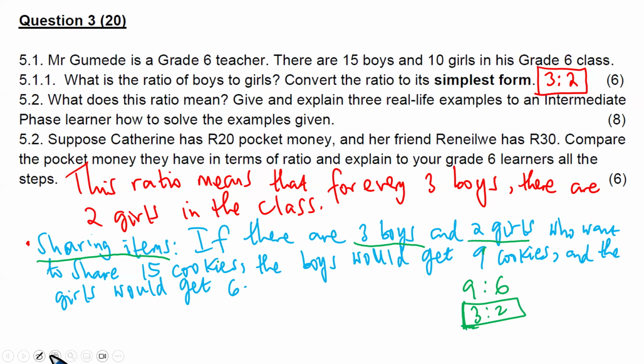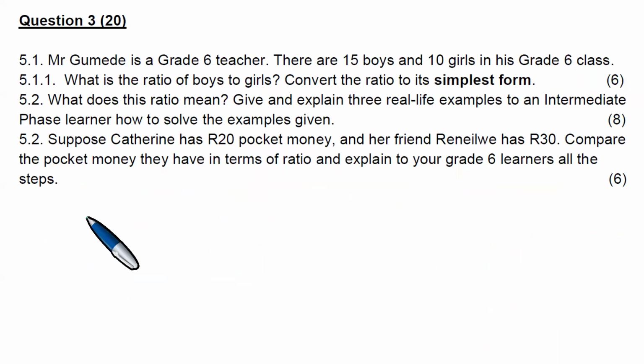Right, good. Next one, we can say, for example, we can also do what you call mixing colors. In the first case, we looked at ratios used for sharing items. Here we can look at mixing colors.